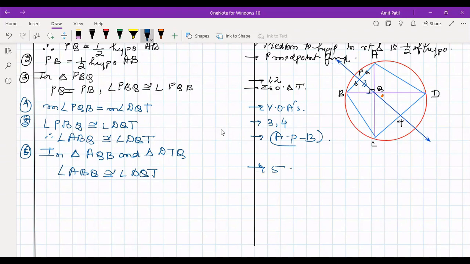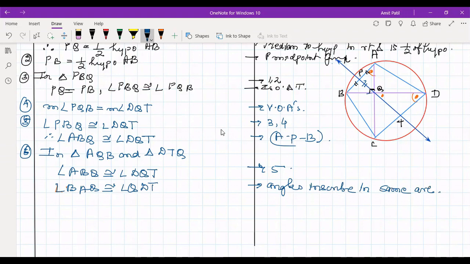Next, if you check properly, you will come across two more angles that are congruent. This angle here is congruent to this angle here. If you write the 3-letter name, I get angle BAQ is congruent to angle QDT. Is it angles inscribed in the same arc? We have this particular arc. In this arc, there are two angles: one angle is BAQ, the other one is QDT. Therefore the two angles are congruent because they are angles inscribed in the same arc.